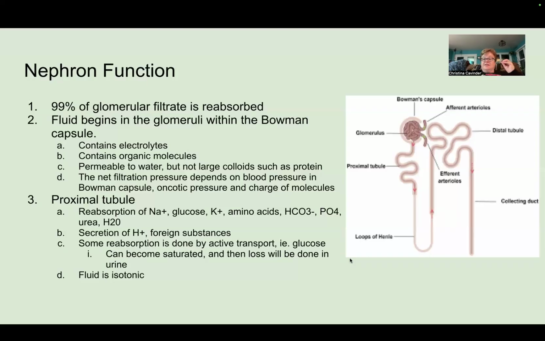And the fluid is isotonic, so it's at a nice steady pH. It keeps the same electrical charge or pH as the blood, so it will not be more acidic or basic or anything like that.